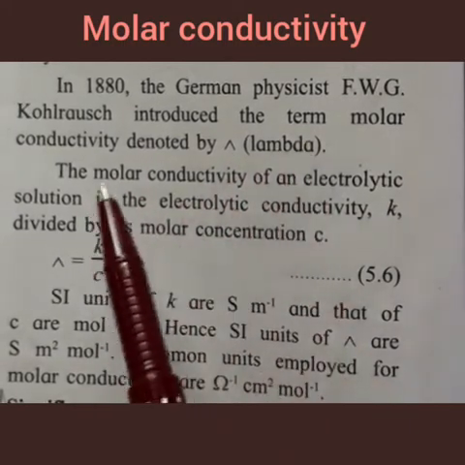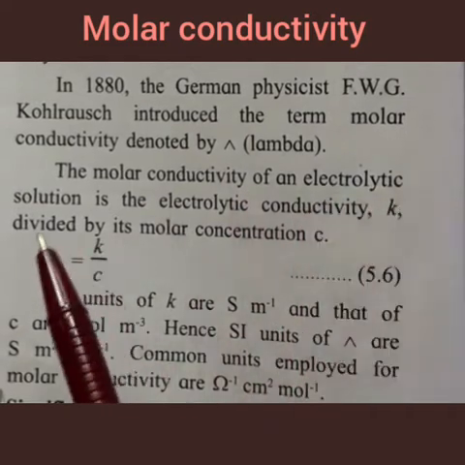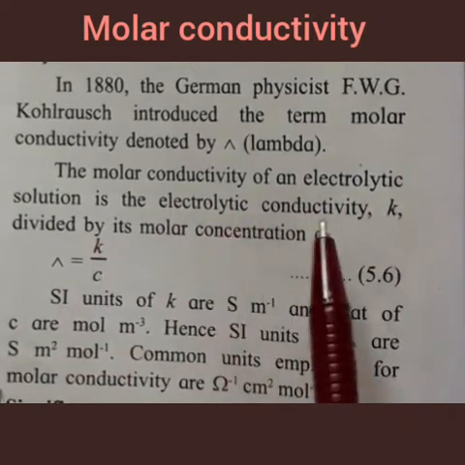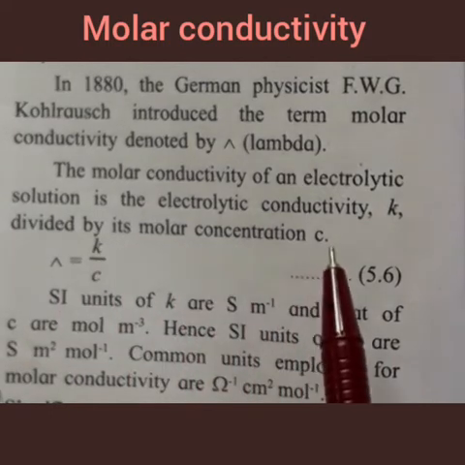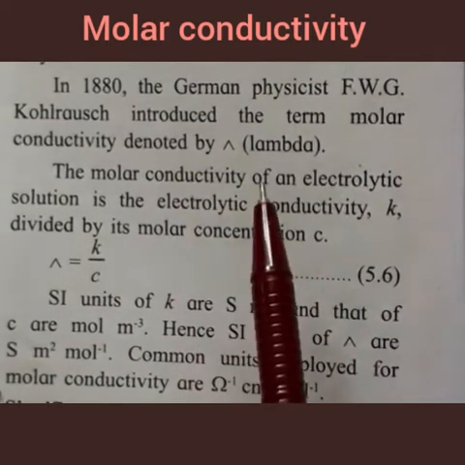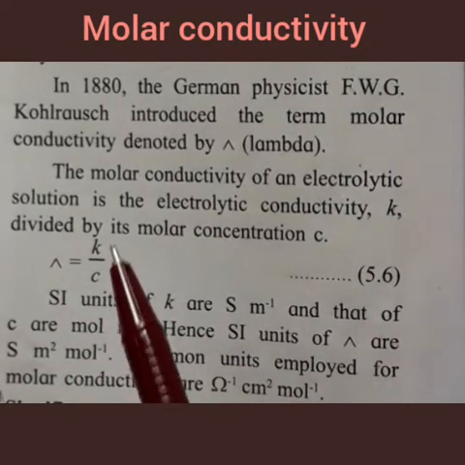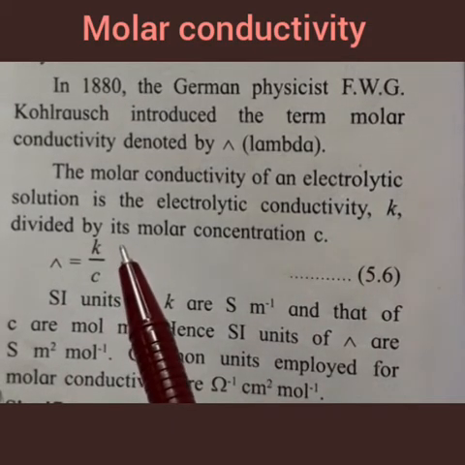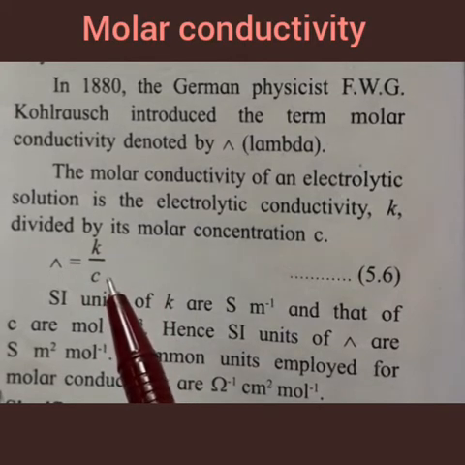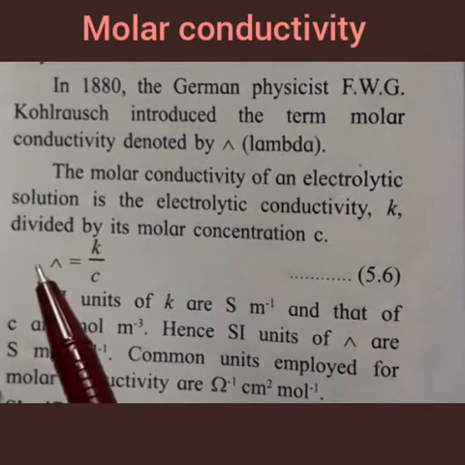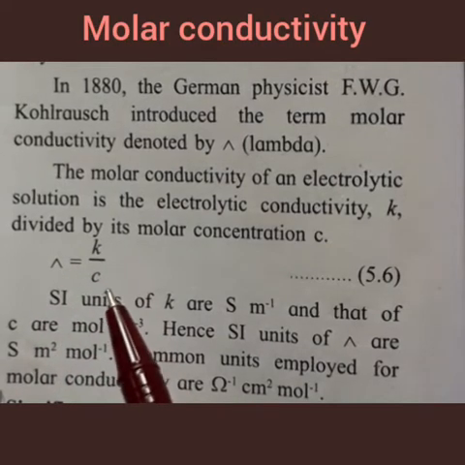Molar conductivity of an electrolytic solution is the electrolytic conductivity K divided by its molar concentration. So how to get the molar conductivity? K divided by C. We have studied K is electrolytic conductivity, and C is the molar concentration of that electrolytic solution. So molar conductivity is equal to K upon C.